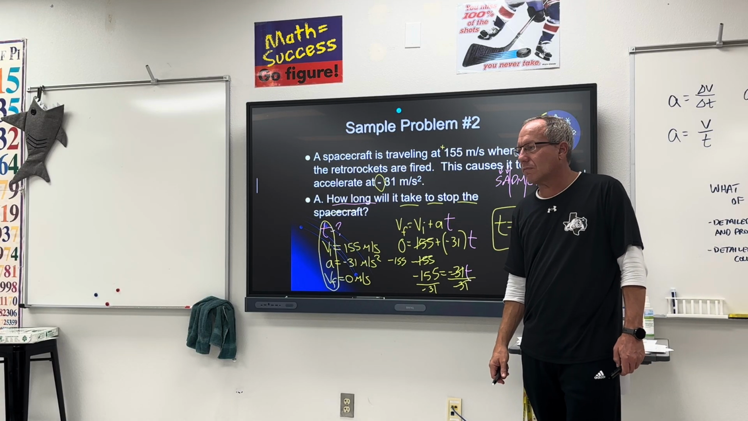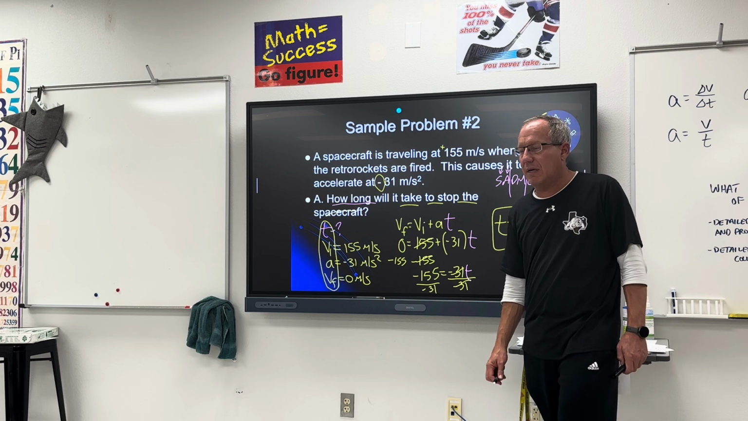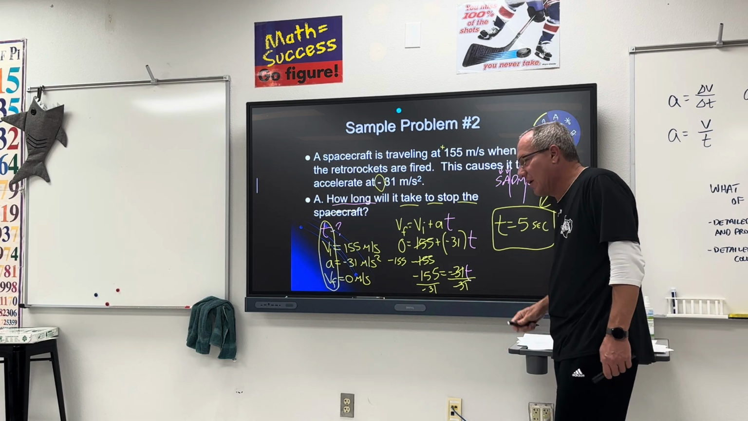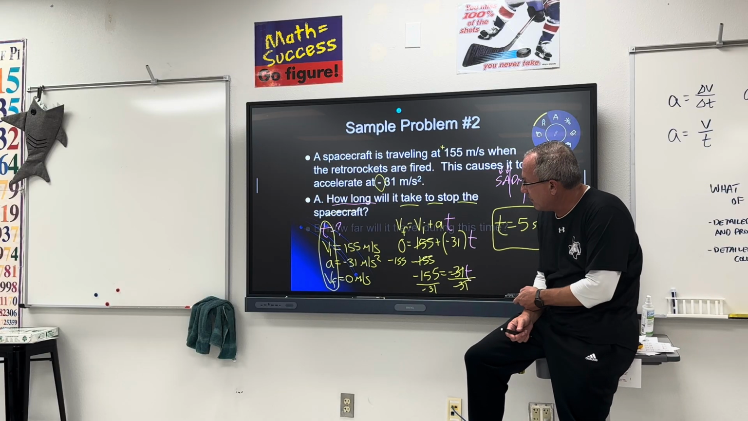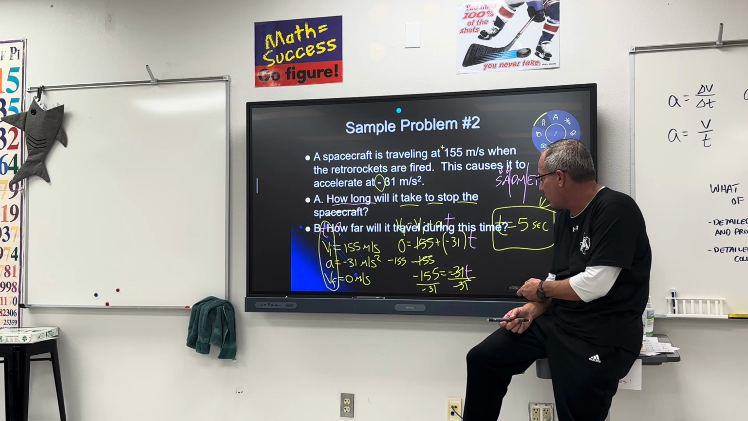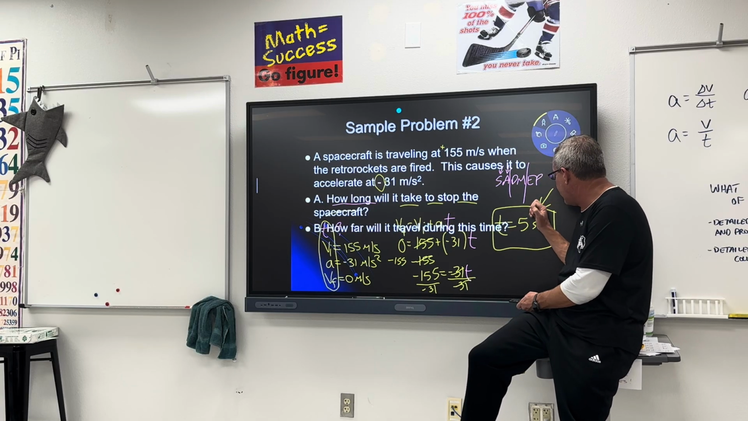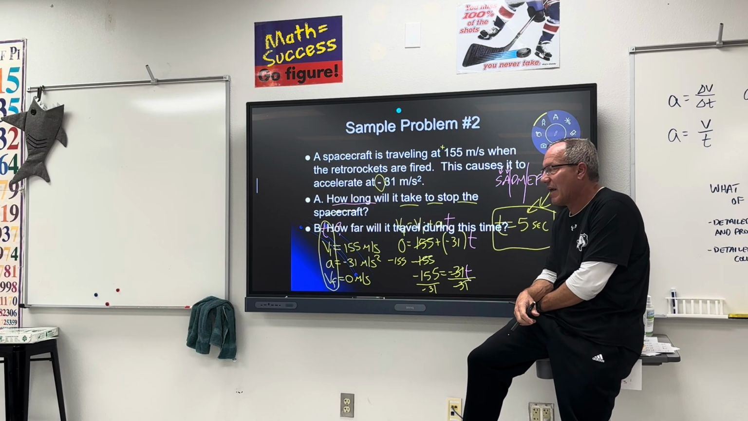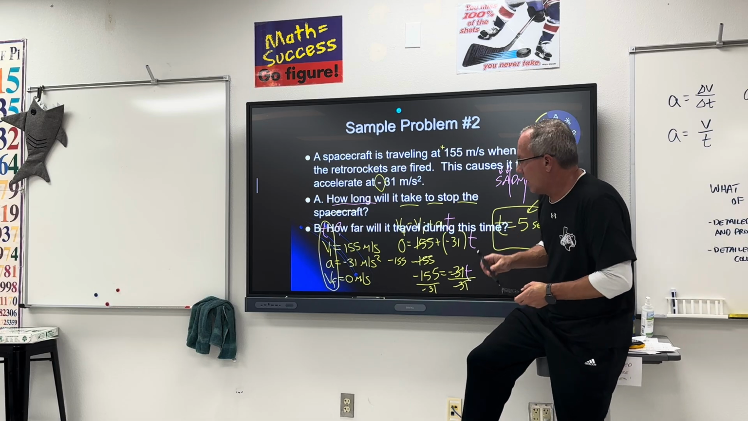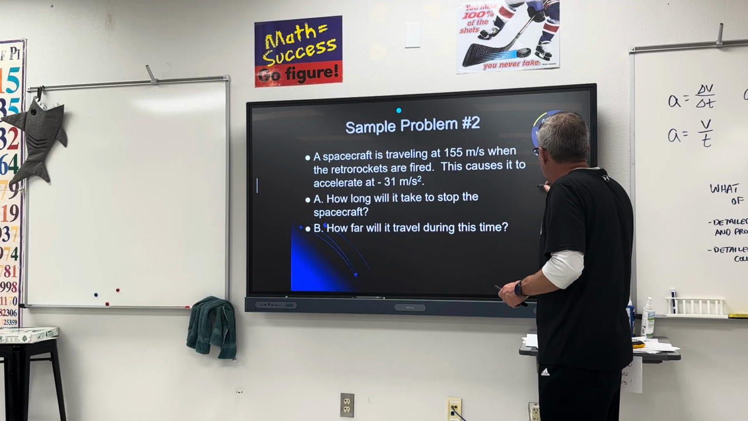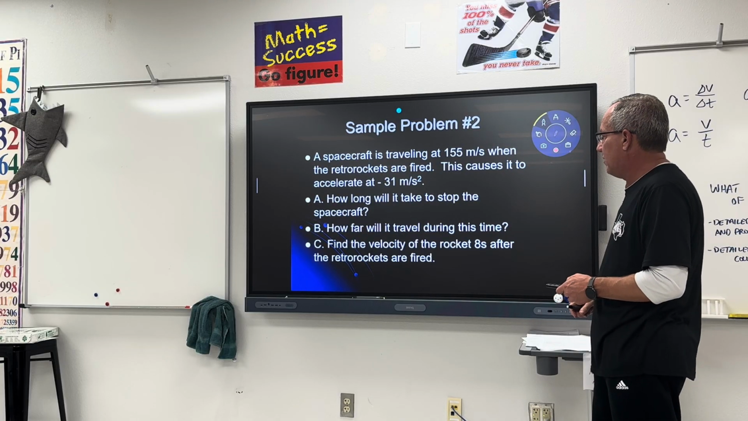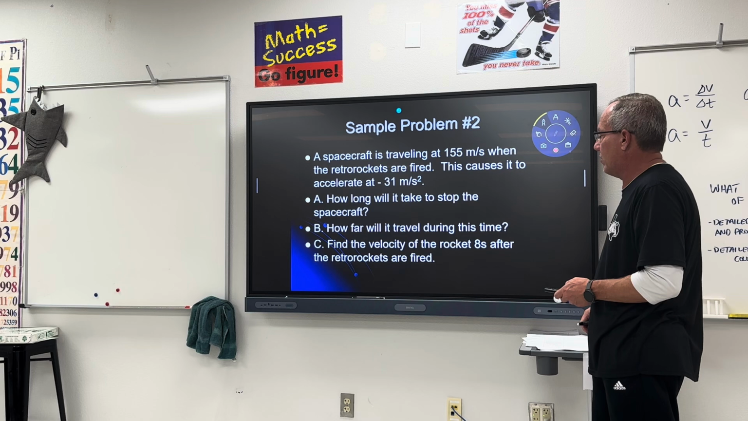All right. Now, this has a part B, where the time you got for this, does that become a given for the second part of this? Well, I believe the second part says B, how far will it travel during this time? Now, this becomes a given, doesn't it? And now what are you asked to solve for part B? Distance. Distance, isn't it? Okay, and now I won't go over that part because you can see how it will go. And then C, find the velocity of the rocket 8 seconds after the retro rockets are fired.